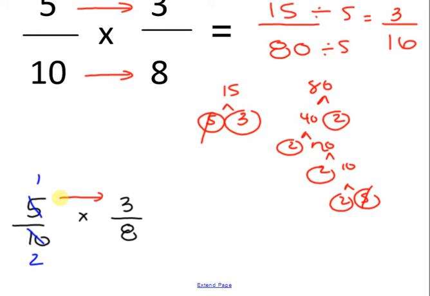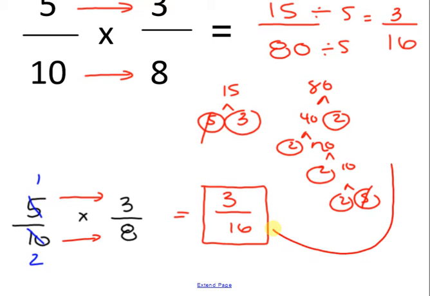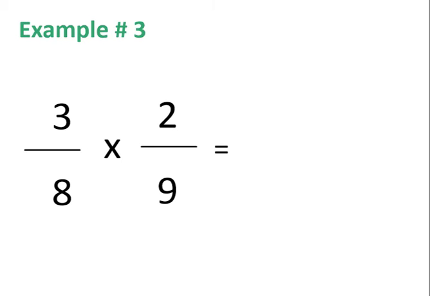Okay, now I'm going to multiply straight across. Okay, 1 times 3 is 3. 2 times 8 is 16. And that is the same exact answer that I arrived at right up here. Either method works. Okay? All right, let's do another example.